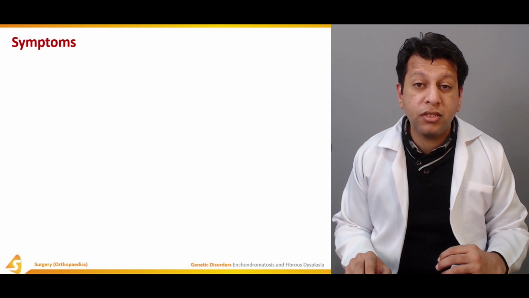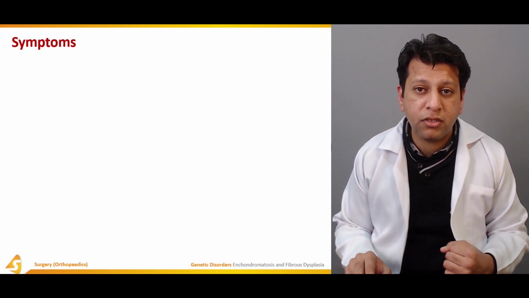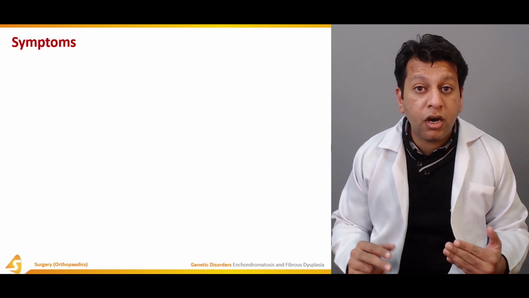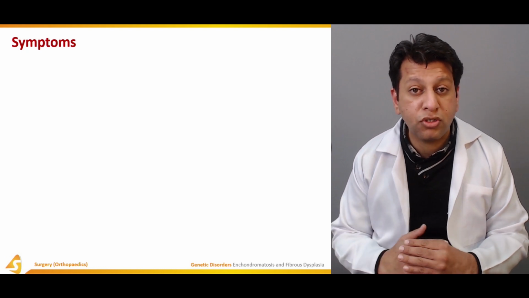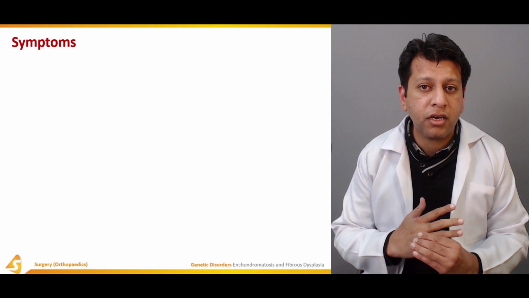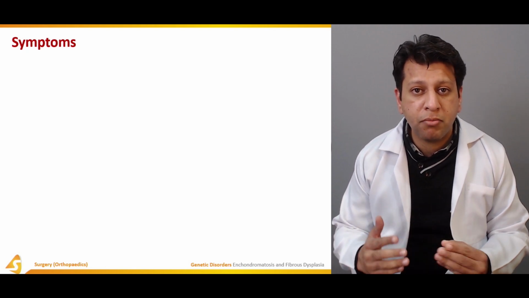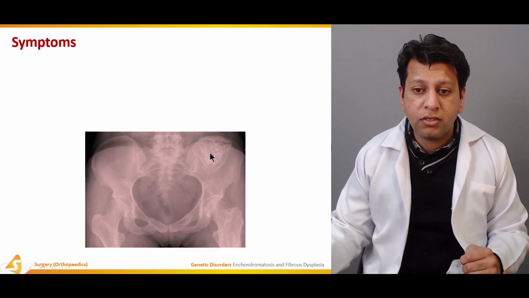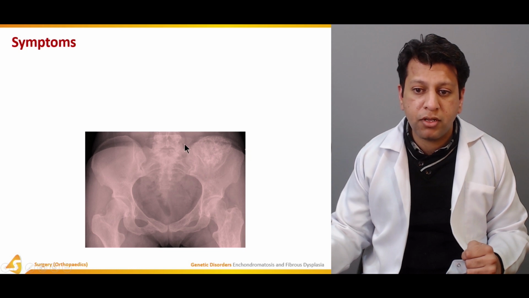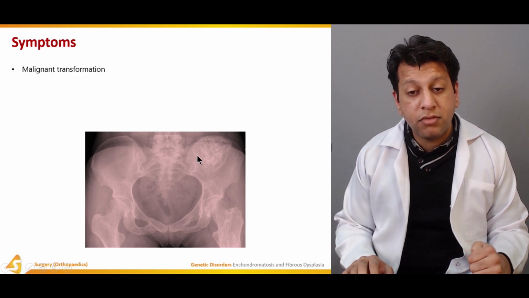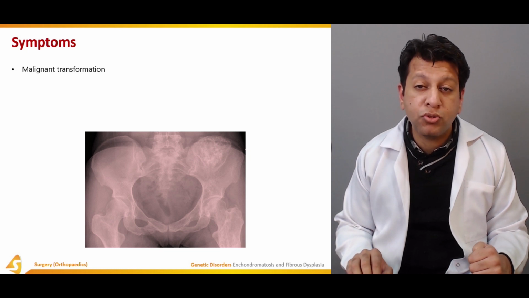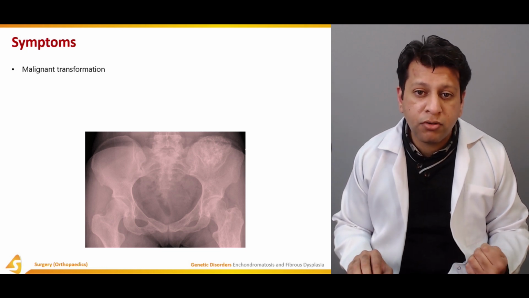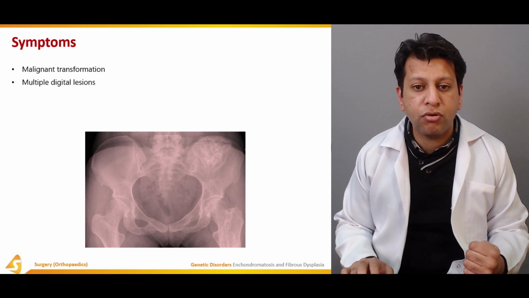Symptoms: as I told you, multiple enchondromas may be present inside the medullary cavity, mainly of the metaphysis and diaphysis of the long bone, or sometimes they involve the hand as well, because of the tubular bones, especially the metacarpals and phalanges. As you see over here, this is also a rare occasion, but they can be present in the ilium as well. There is always a chance of malignant transformation, almost 1%, of these enchondromas developing into some kind of sarcoma.